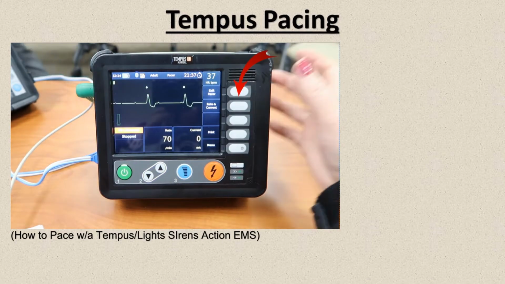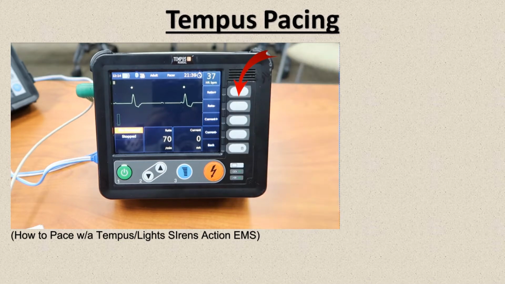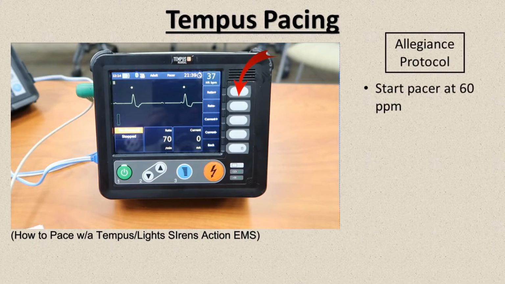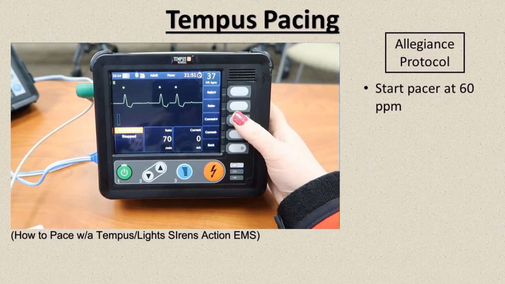Now I need to select a rate and current. So I'll click the rate and current button and you'll see that it has a rate plus, a rate minus, a current plus, and a current minus. And you use those buttons to go up or down. I like the rate 70. I'm going to go ahead and leave it right there.